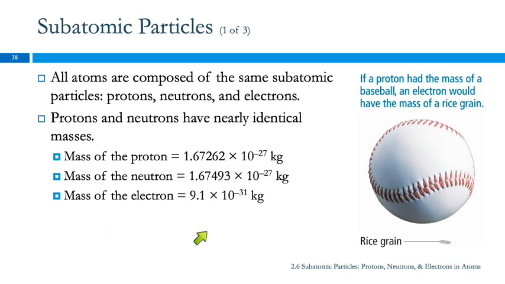The mass of an electron is much, much smaller. So here we have a size comparison. If a proton was the size of a baseball, an electron would be the size of a grain of rice. So much, much smaller. These actual masses you might need in a calculation in a homework problem, but it's not something we memorize.